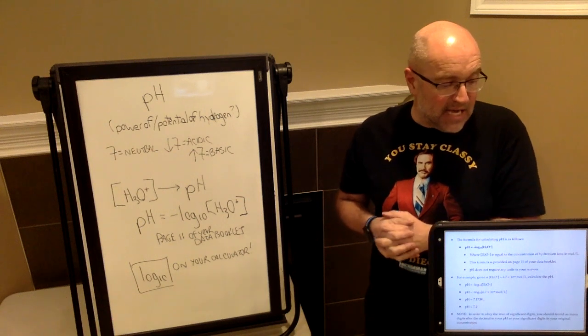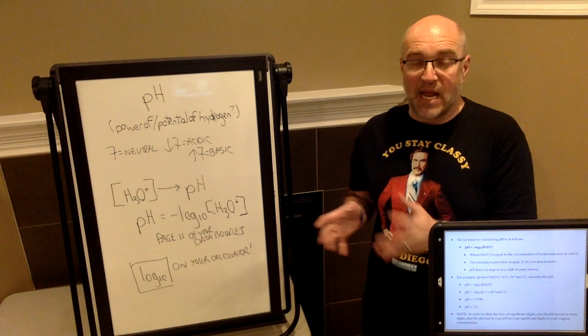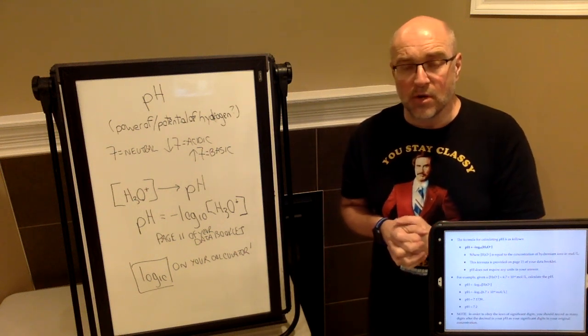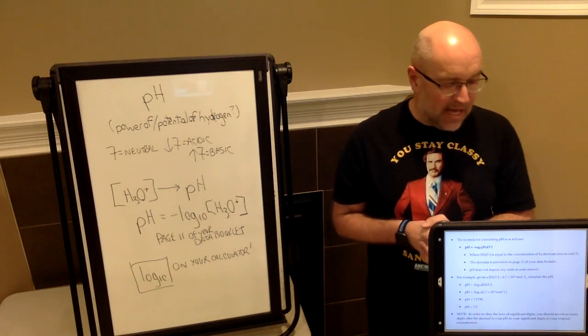In this case, if I take the negative log 10 of 6.7 times 10 to the negative 8th moles per liter, what I'm going to wind up getting is a pH of roughly 7.2. So it's just slightly basic, just above neutral in that case.